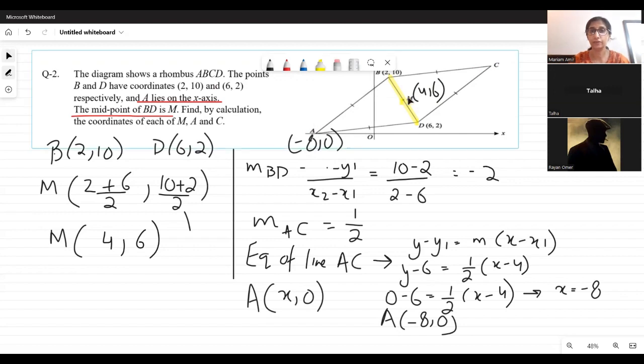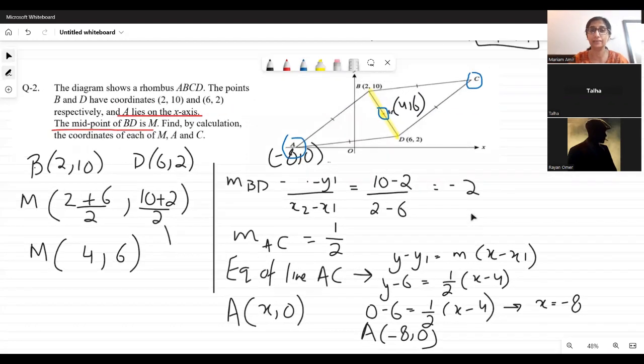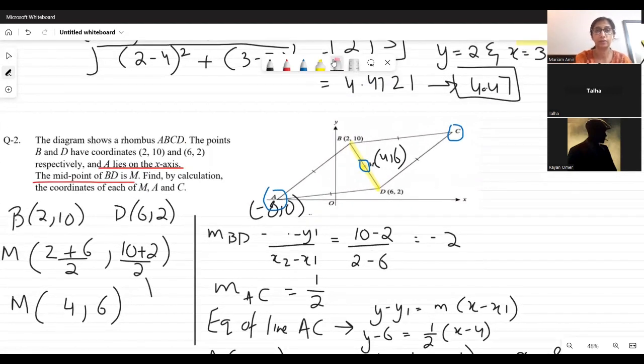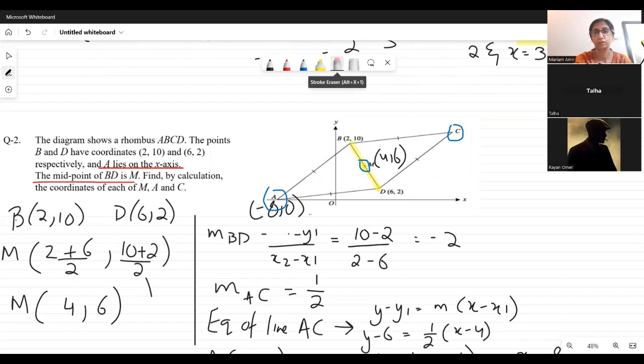We have A, we have M, and we need C. We can do this with movement. Exactly, yes. You can use movement, or you can use the formula for midpoint again, because M is also going to be the midpoint of A and C. Let me just clear the space. Either you use movement, let's use movement if you're more comfortable with that.